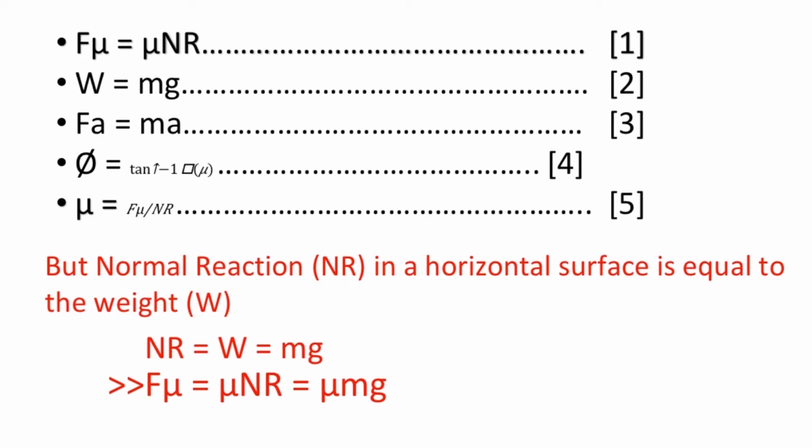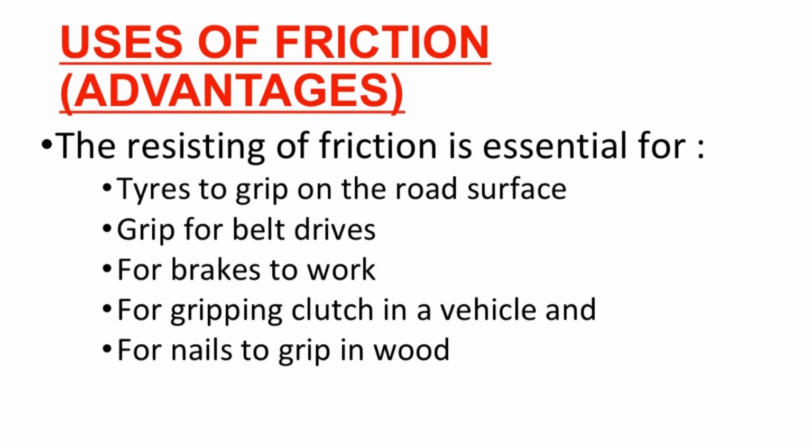And then the coefficient of friction itself is calculated by the frictional force divided by the normal reaction. Now, we've already explained that the normal reaction is equal to the weight, which means that the frictional force will be equal to the coefficient of friction multiplied by mass multiplied by gravitational acceleration. Now, before we go to any calculations whatsoever, let us have a deep understanding of friction.